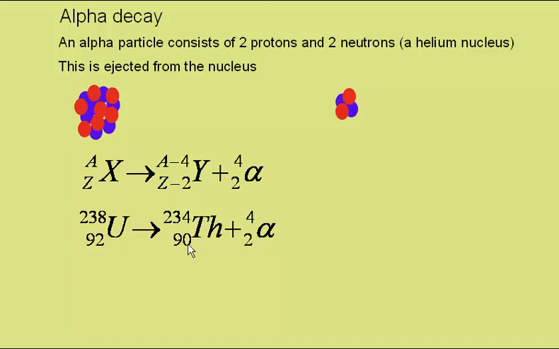You'll notice that 90 plus 2 equals 92, so the proton number has been conserved. 234 plus 4 equals 238, so the nucleon number has been conserved.